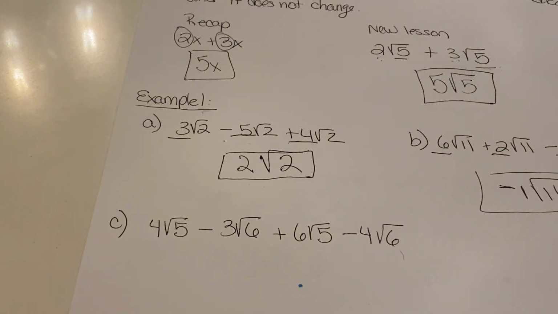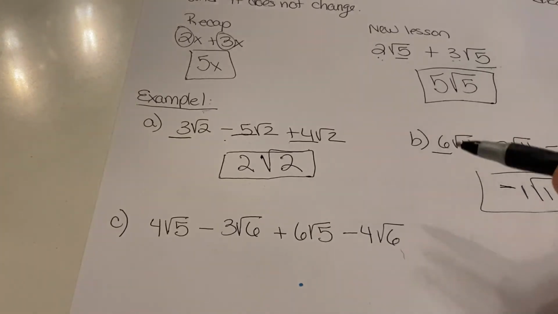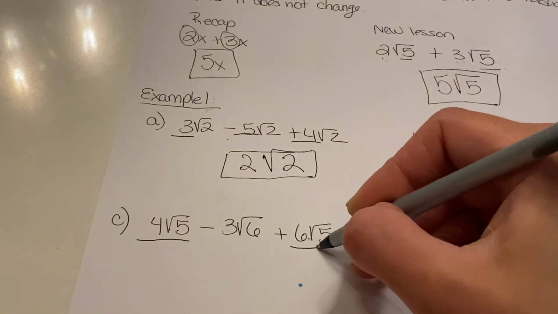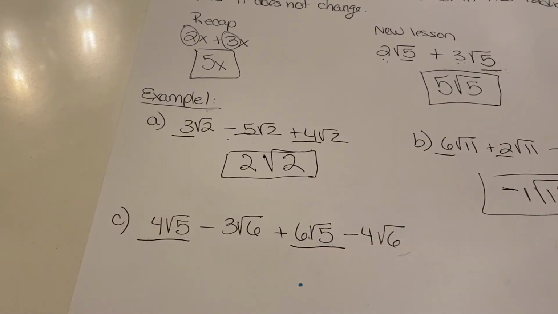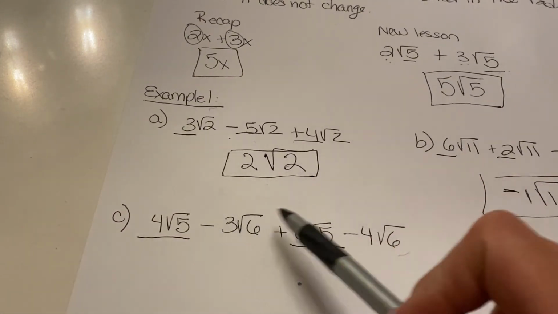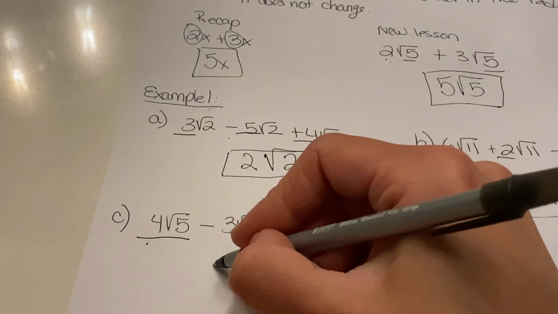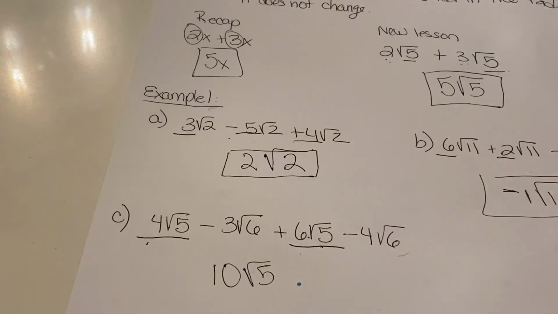So I'm going to underline my like terms. I'm going to look through my whole expression. I'm going to underline this one with this one. They both have a 5 inside the radical. So I get 4 plus 6 is 10, radical 5.